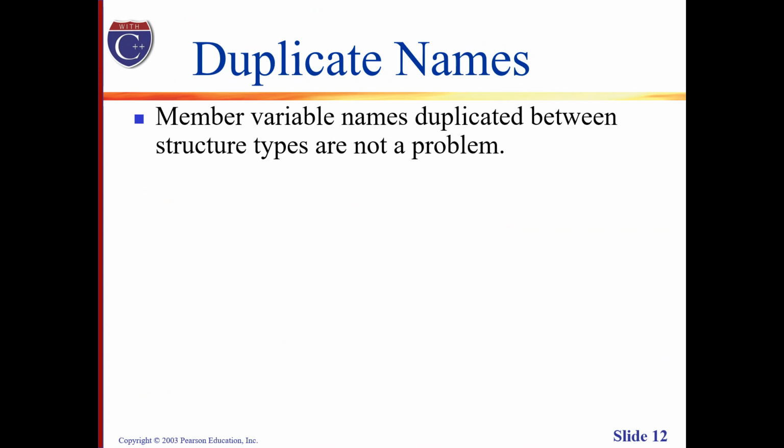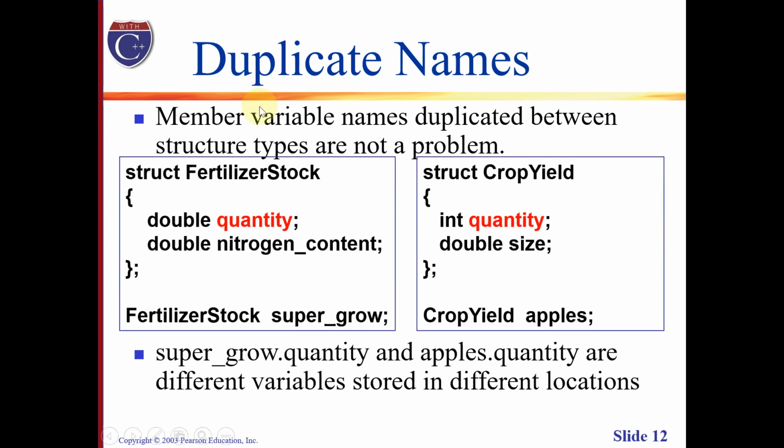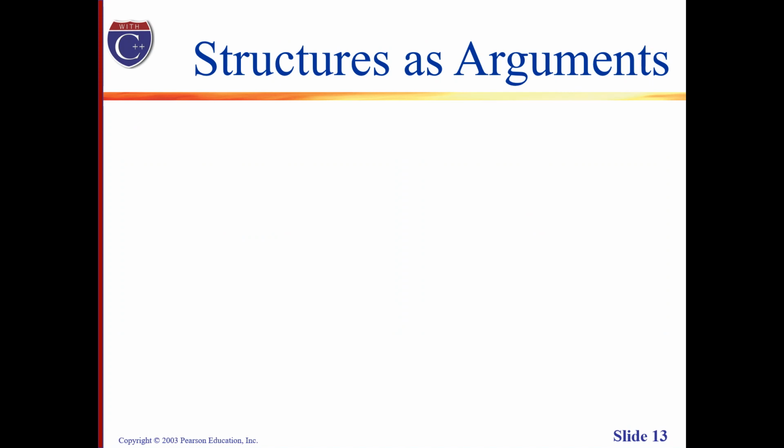A while ago, we've already mentioned member variable names, which are shared by multiple instances of the structure that we declared. Member variable names duplicated between structure types are actually not a problem. Here's an example. As we can see here, both structures share the same variable name, which is quantity. Although they share the same member variable names, they are completely different from each other. It's because they are variables stored in different locations.